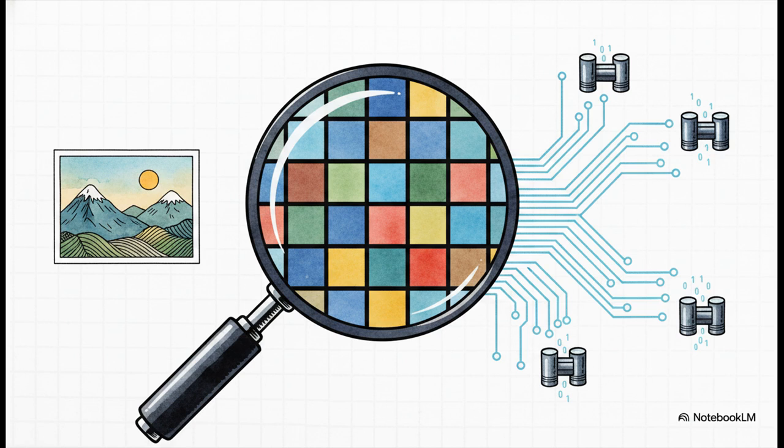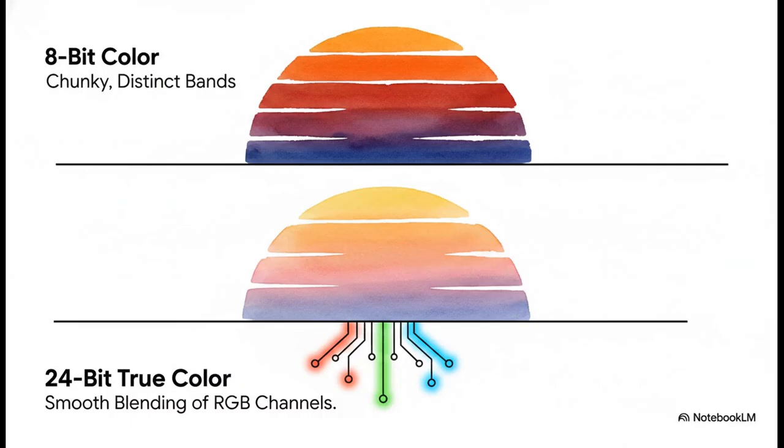Let's say you have a very small image that is 100 pixels wide and 100 pixels tall. That gives you a grid of 10,000 pixels. If we assign just 1 byte of memory to define the color of each pixel, storing that raw image is going to require exactly 10,000 bytes of memory. But think about it for a second.